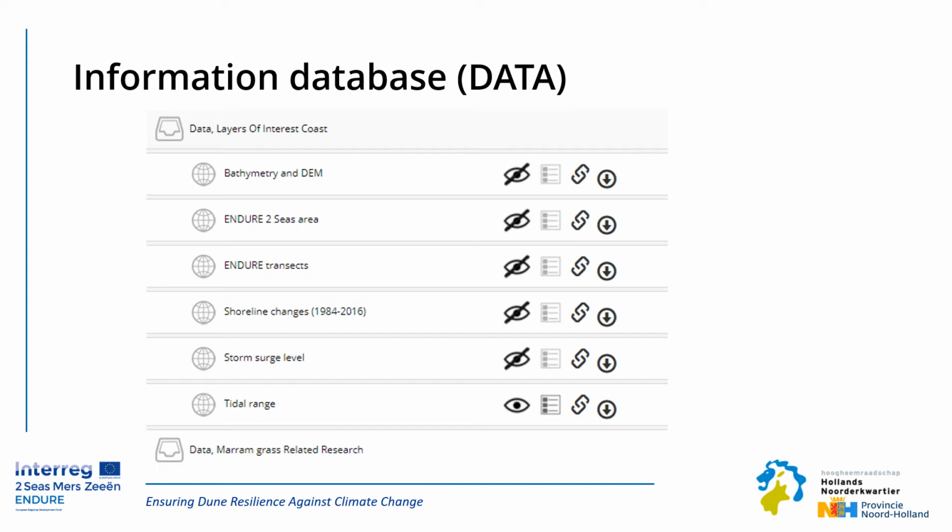In the Data tab, two main maps can be distinguished. This is a screenshot of the map Data Layers of Interest Coast, the first map. In the example, the tidal range map has been displayed by clicking on the eye symbol. By clicking on the downward facing arrow, the map can be downloaded.